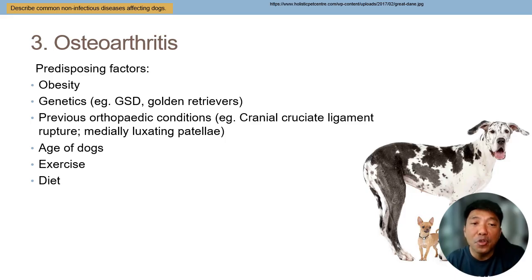Osteoarthritis has a few predisposing factors. Of course, the main one could be obesity or genetics, such as in GSDs or golden retrievers, as mentioned. Others include previous orthopedic conditions, the age of the dog, exercise, and even diet.